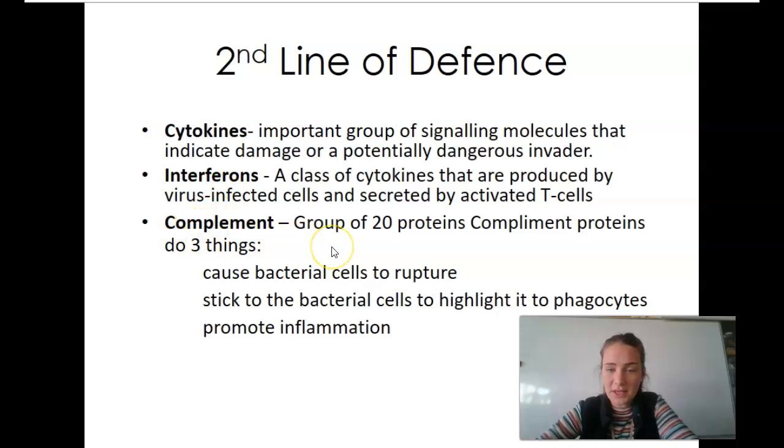And complement proteins, it might come back to this slide, but I'll talk about those ones in a little bit more detail. Can I just point out too that I've misspelled it here, which is probably a good teaching moment. Complement should be spelt this way with the E, not with the I.